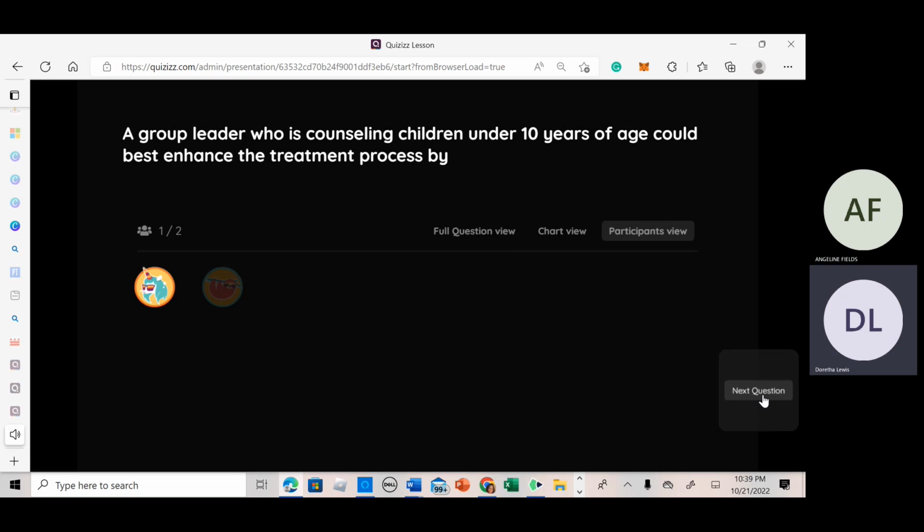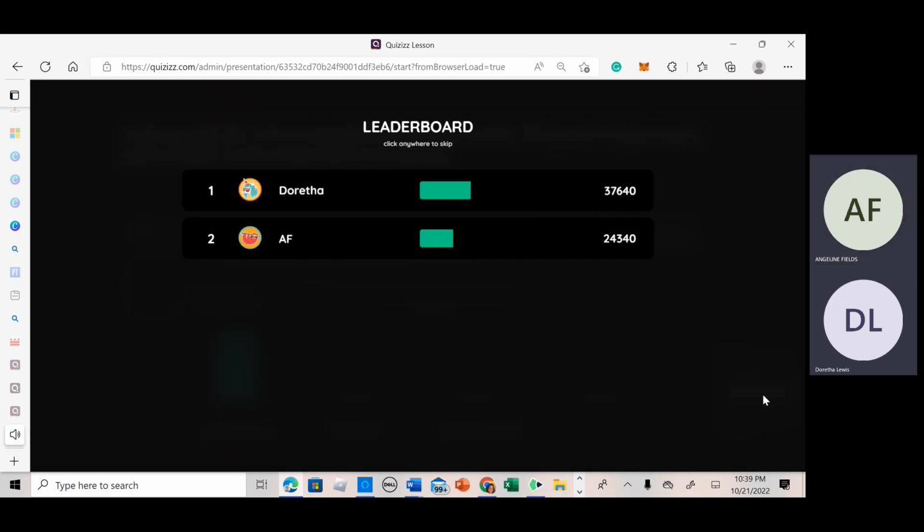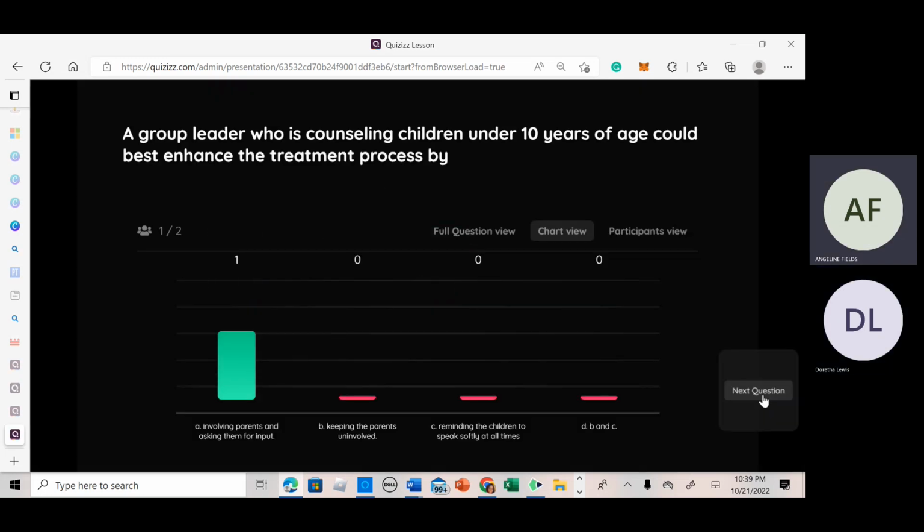A group leader who is counseling children under 10 years of age could best enhance the treatment process by involving parents and asking them for input. So, if you would like to enhance the process of what's going on, the best thing to do would be to involve the parents and get their input so that you are serving the child to the best of their abilities.